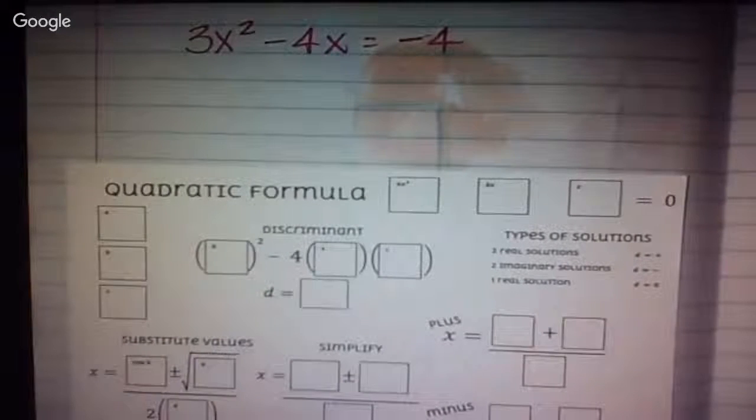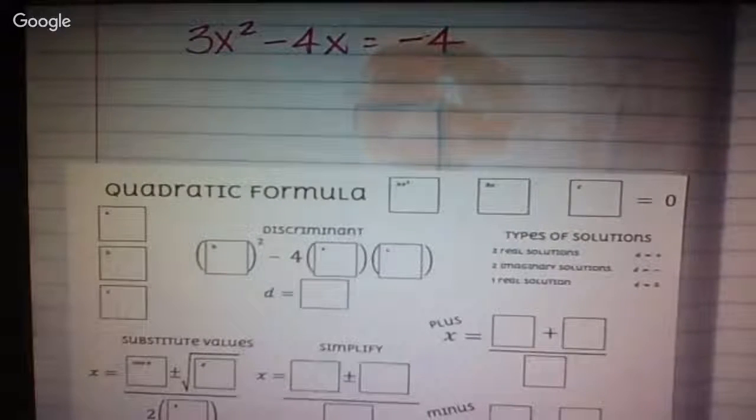So I'm hoping this little setup is going to help you with the quadratic formula, because I've had several kids in the past that stress out. There's too many variables going here, there, and everywhere. So we're going to use this and hopefully it will help.